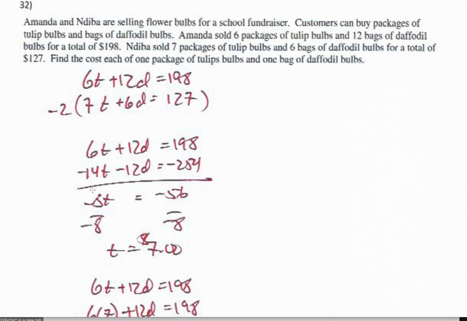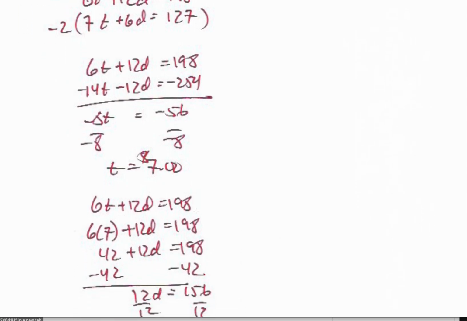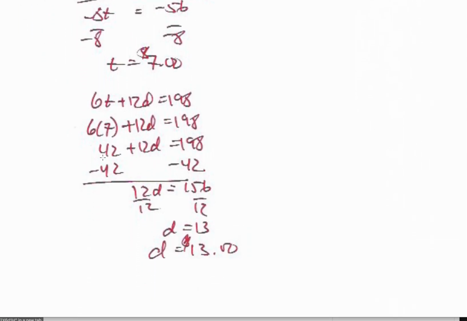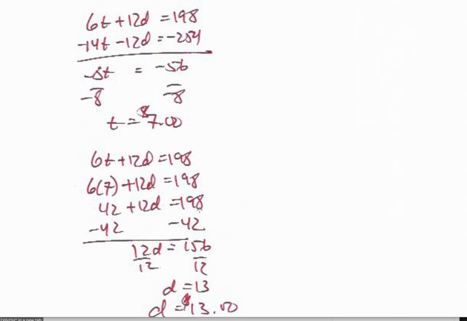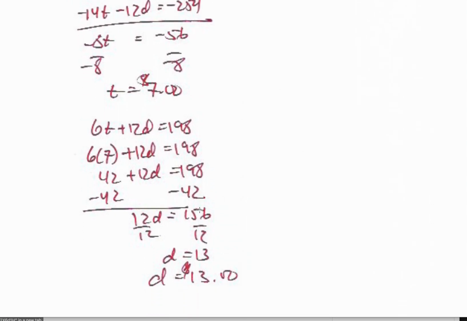6T and -14T is -8T. These guys add up to nothing. 198 and -254 is -56. Divide both sides by -8. T is 7. And then I plug that 7 back into either original equation. In this case, the 6T plus 12D is 198. Plugging it in there, I crunch the numbers through. 42, subtract the 42. 12D is 156. D is $13.